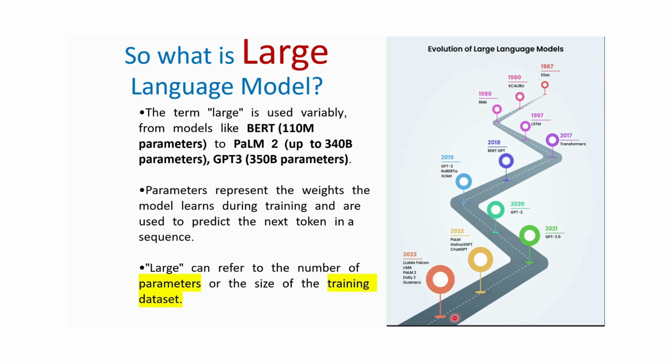Here you see the evolution of large language models. The first one was ELIZA, which was released in 1967. It was merely a pattern recognition based chatbot, a keyword based chatbot. And then you see the RNN and LSTM. These are neural networks that ruled the NLP, natural language processing, domain until 2017. And 2017 is the most important year in this domain, when Transformers was released.